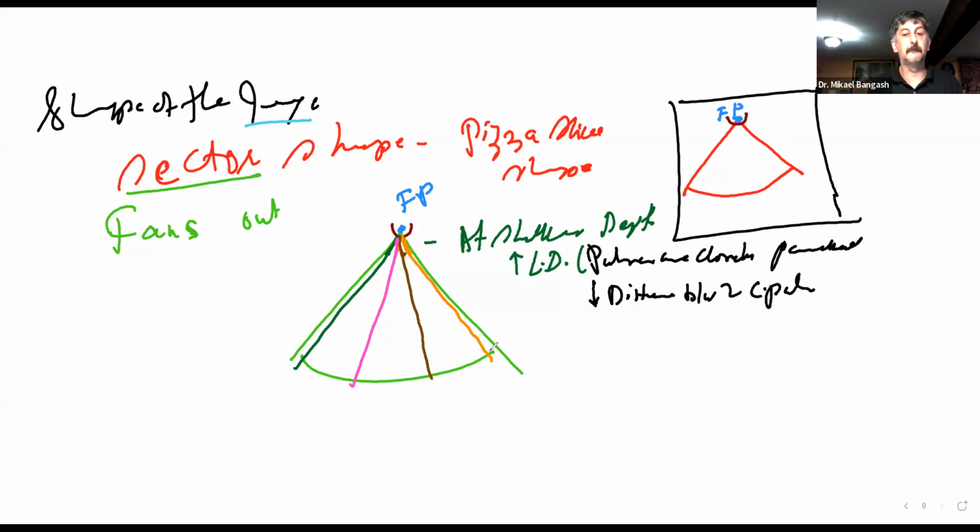So what do you see? That as we go deeper and deeper, mainly because it fans out, you get this sector shape image here, the distance between the scan lines, which we call the pulses, will increase. Did you girls get that?